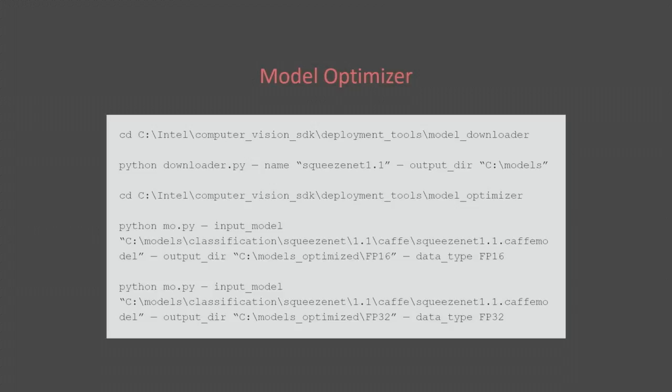So yeah, as I said, this is how easy it is to do it. Here are just command line steps to use the model downloader. You just choose SqueezeNet or whatever is available in the model zoo, and then you just tell it to optimize. You choose whatever output you're interested in. So if you want 32-bit floating point or 16-bit floating point, it depends on your choice of deployment, and there you have it.